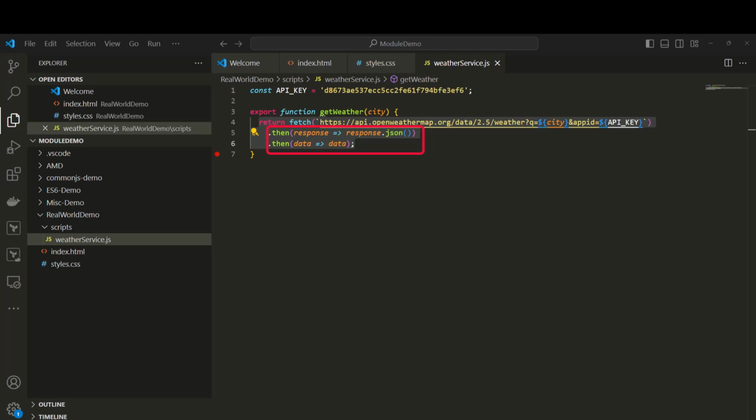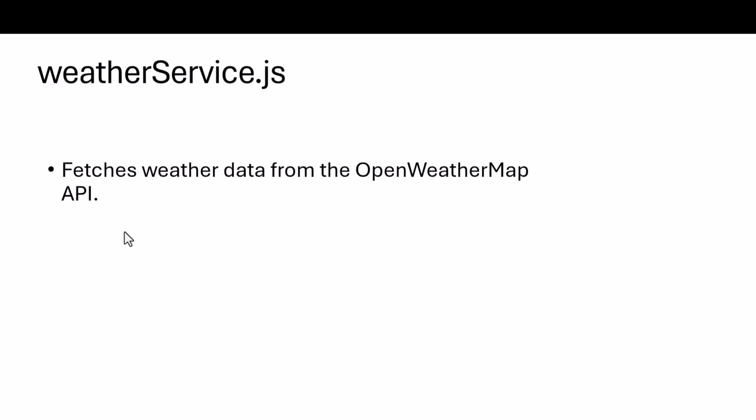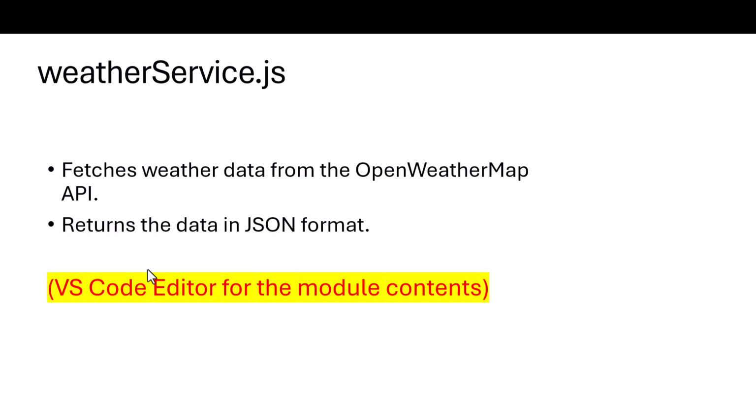So the basic purpose is that this code retrieves weather data from the OpenWeatherMap API for a specified city. It fetches the weather data from the OpenWeatherMap API, returns the data in JSON format, and we have already seen the module contents. Now we come to the UI renderer.js.